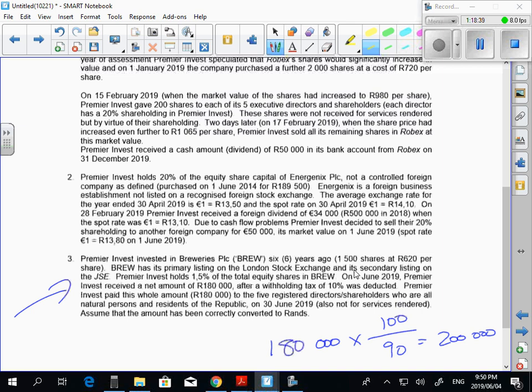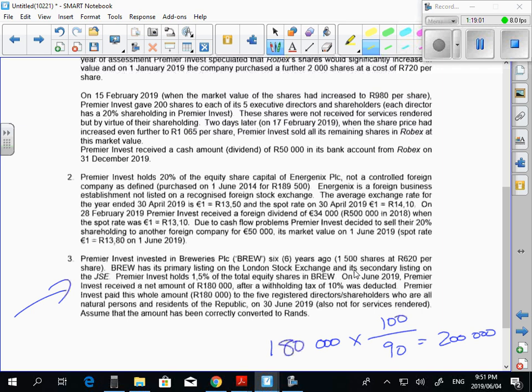Is that all right? Because you own 20% of the shares, what happens? Full amount's exempt. Are you guys comfortable with that? It says Premier Invest decided to sell their 20% shareholding to another foreign company for 50,000 euros. So 50,000 times spot. Are you guys comfortable? Less the amount, there's a gain there.